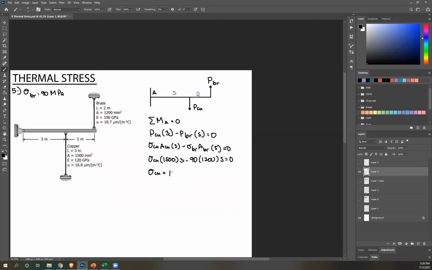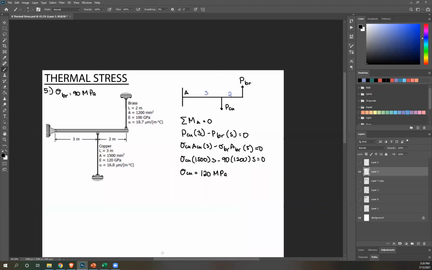Okay, it's 120. Now, why did I solve for this? What's the importance of this? I want to know the change in temperature. Why am I getting stress? Because this will dictate how our system will move. Okay, so as you can see, stress in copper is 120 MPa. It's greater than stress in bronze.